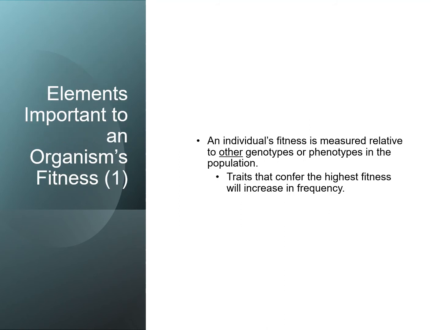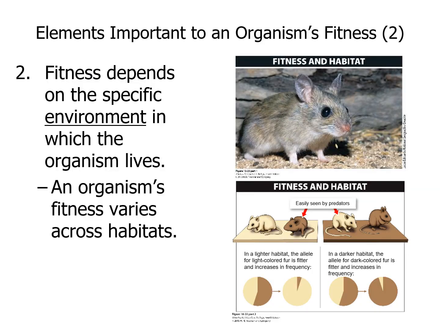So there are a couple elements important to an organism's fitness. I believe this is the first one: an individual's fitness is measured relative to other genotypes or phenotypes in the population, where traits that confer the highest fitness will increase in frequency. The second is that fitness depends on the specific environment in which the organism lives. An organism's fitness varies across habitats.